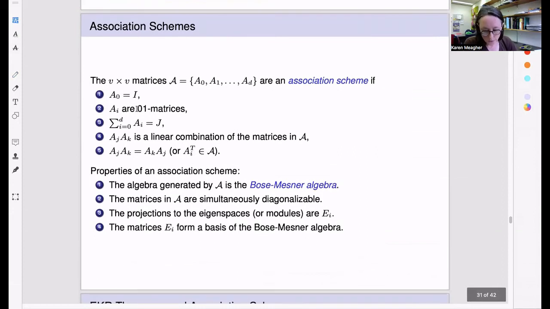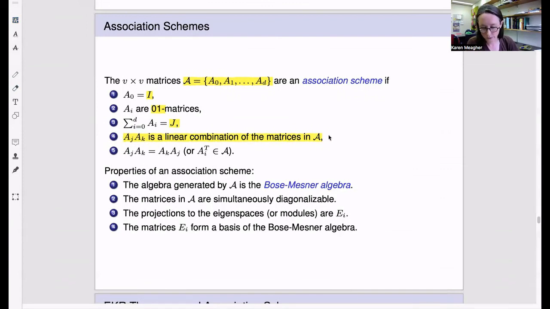Okay, so an association scheme, I won't go through the whole definition, but we have a bunch of matrices. One of them is the identity, all of them are 0, 1. They add up to the all ones, and they have this magic property that the matrices as I hold them are linearly independent and make a vector space. But if I start multiplying them, I only get things that are linear combinations of what I started with. So when I go from the vector space to the algebra, I don't get anything new. So this is sort of like a magic property. This is what's really important going on here.